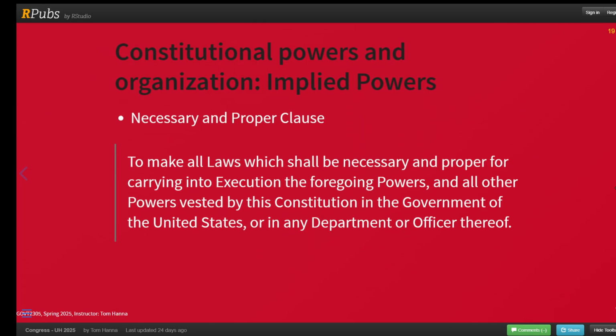So, what about these implied powers? The implied powers are these things. They come from this thing called the necessary and proper clause. It's also called the elastic clause.